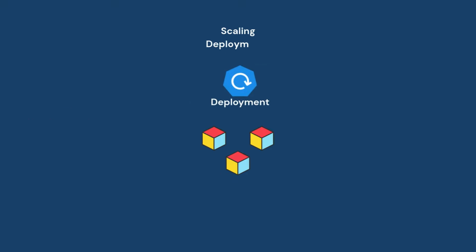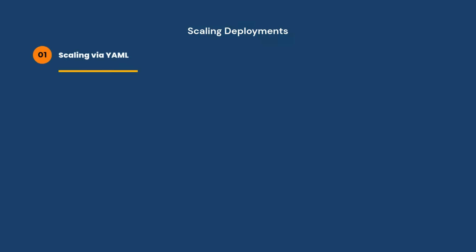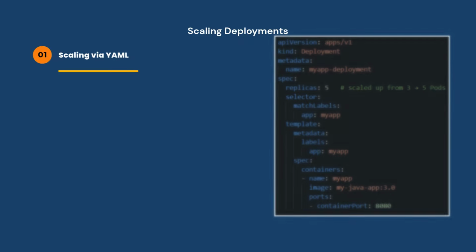Scaling deployments. Scaling is about increasing or decreasing the number of pods running in your deployment. This ensures your application can handle more traffic, that would be our scale up, or save resources during low usage, that would be our scale down. So the first way we can achieve it is scaling via YAML. In our deployment file, we control scaling with the replicas field.